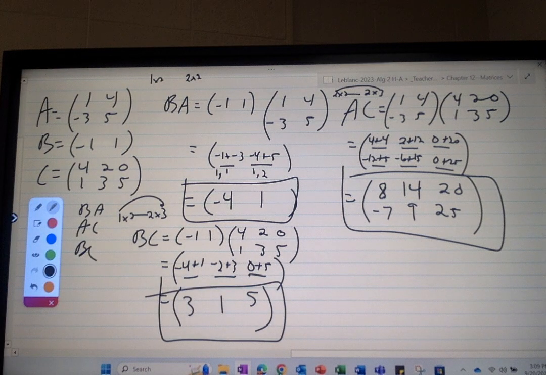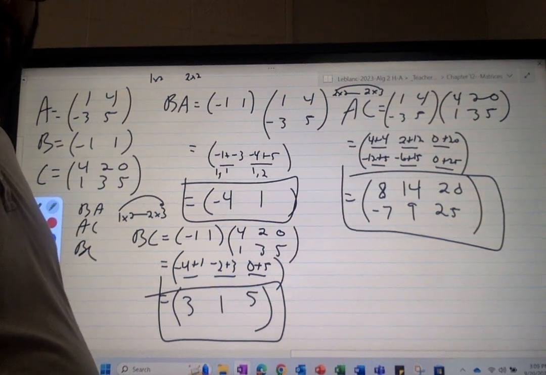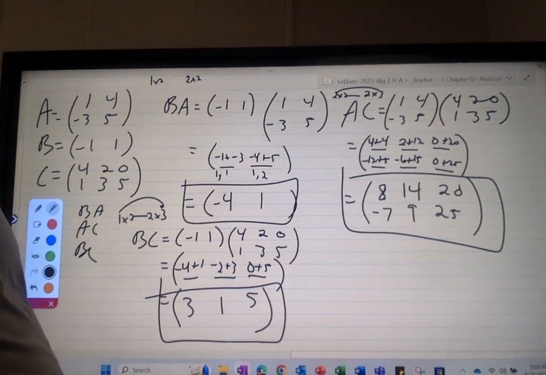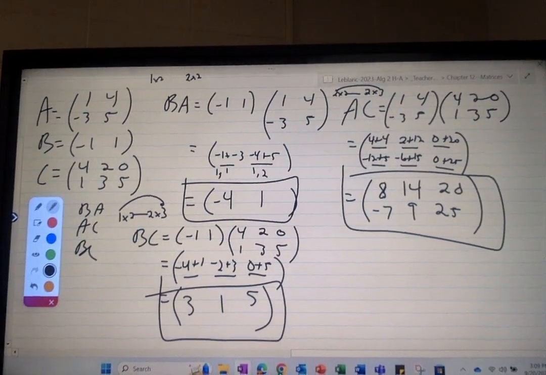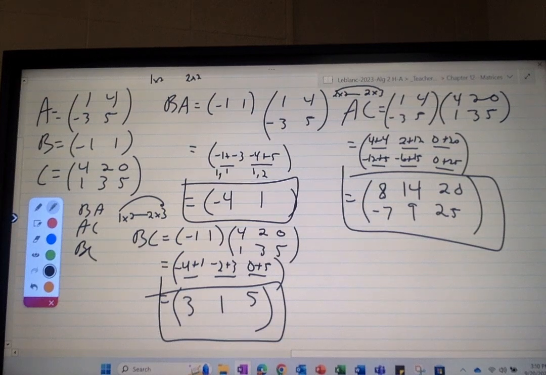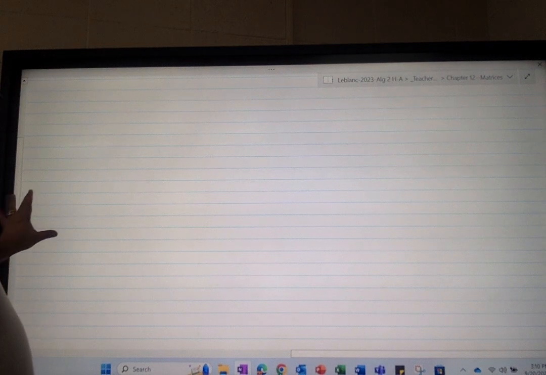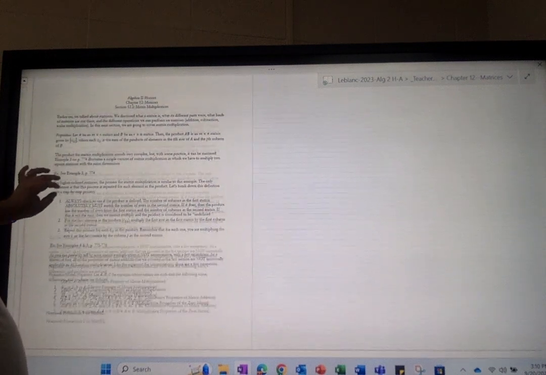Okay. Again, keep in mind, you can only multiply matrices together if those inner dimensions match up. If they don't match up, you can't do it. No matter how much you want to, you can't do it. Okay. So that's how you do matrix multiplication.